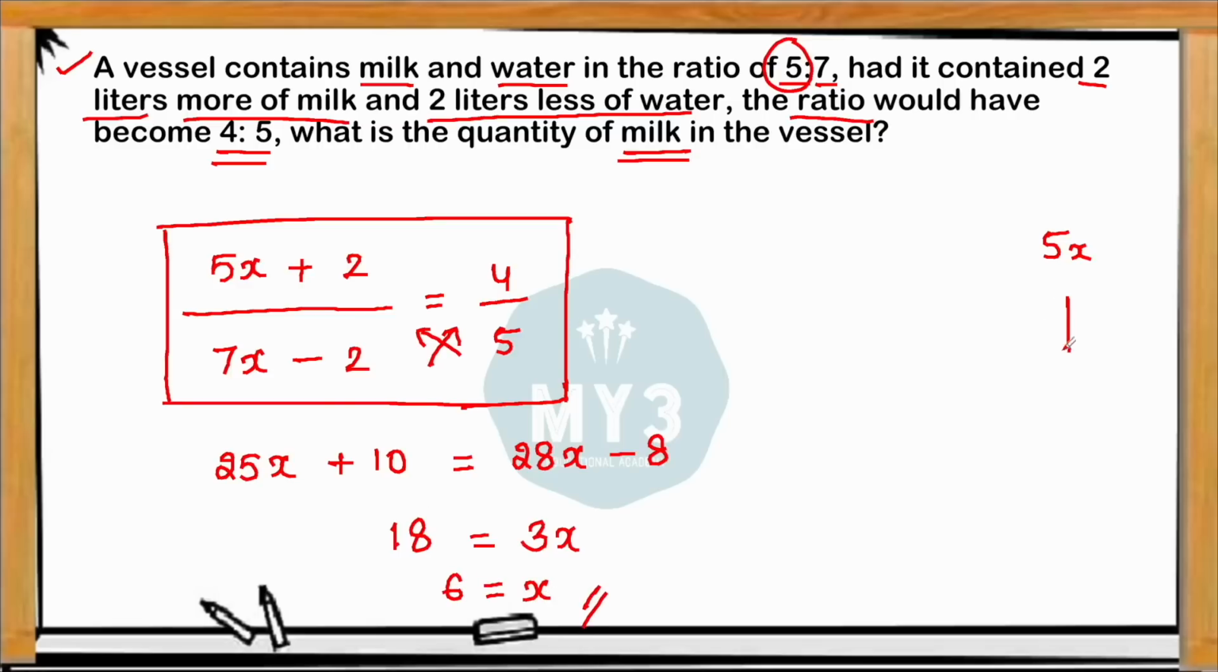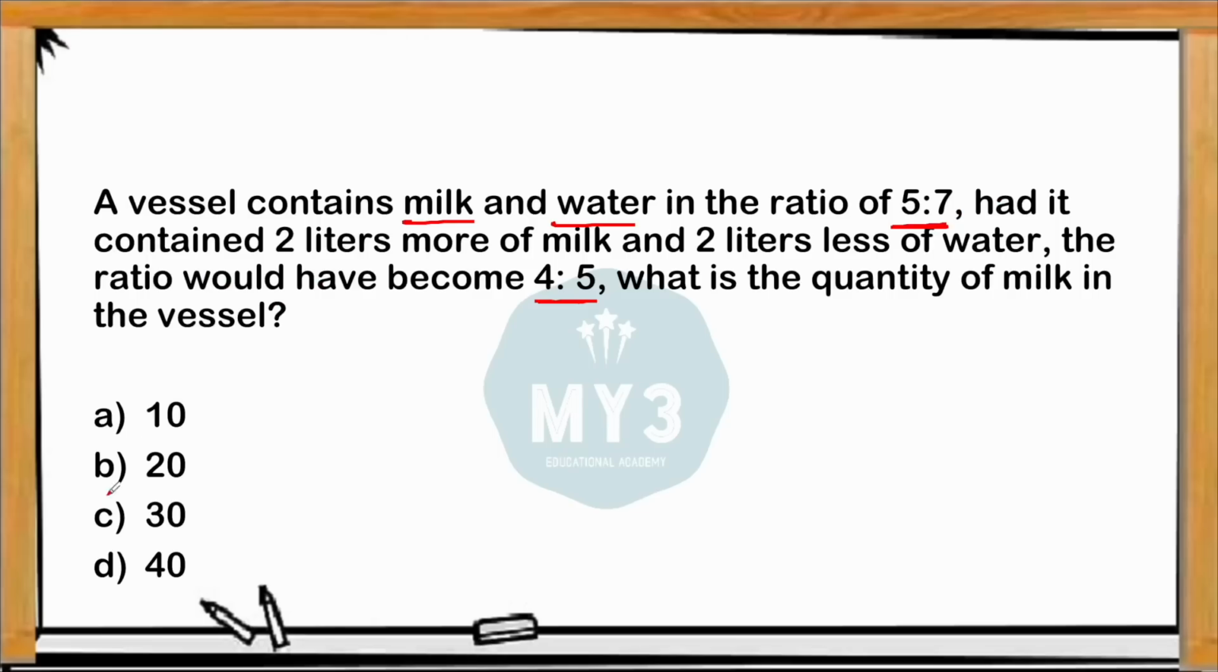But they are asking you to find out the quantity of milk. Milk is going to be 5x. So 5 into 6, which is giving a result as 30. So we can say the initial quantity of milk in the container or in the vessel is 60 liters. Mark the answer choice as option C.